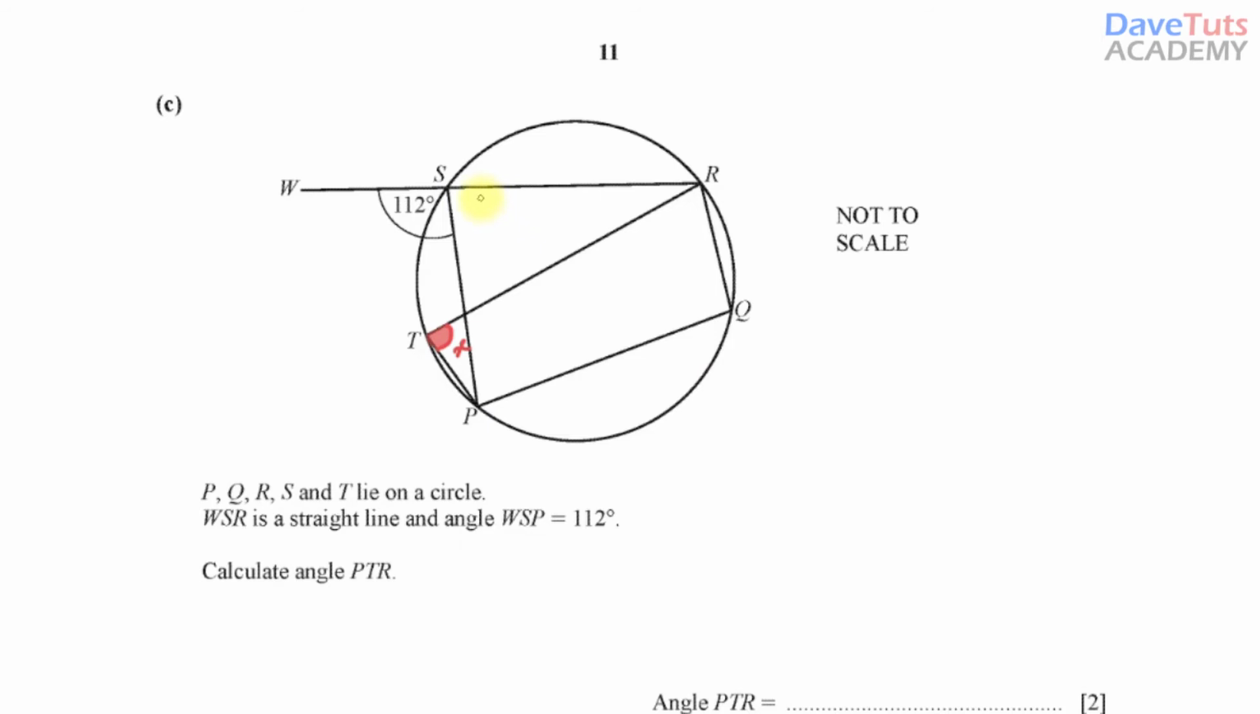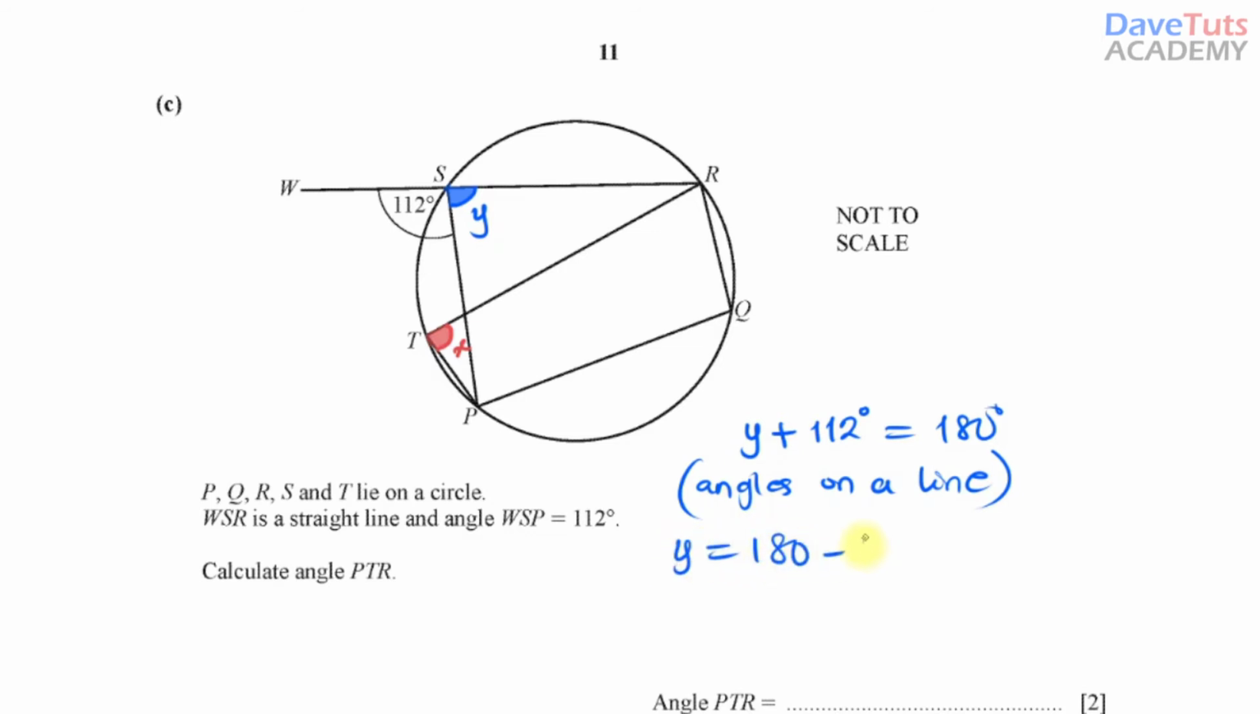Something I'm noticing is that if we want to start from the data that we are given, we are seeing WSP to be 112. This angle here, if I call it Y, this angle Y plus WSP is actually angles on a straight line. So Y plus 112 add up to 180 degrees, because the sum of angles on a line is 180. So Y will be nothing but 180 minus 112, and that will be 68 degrees.